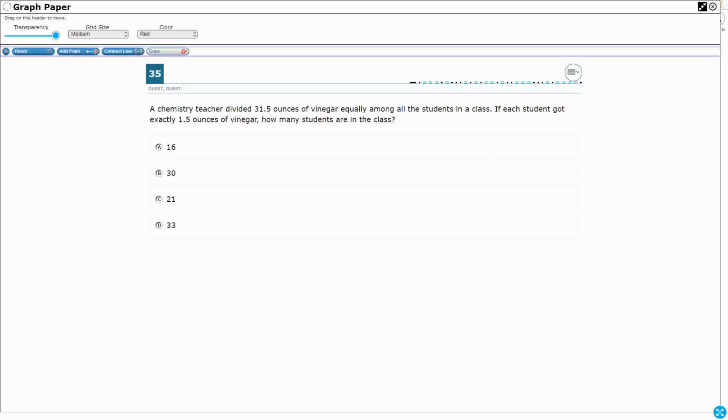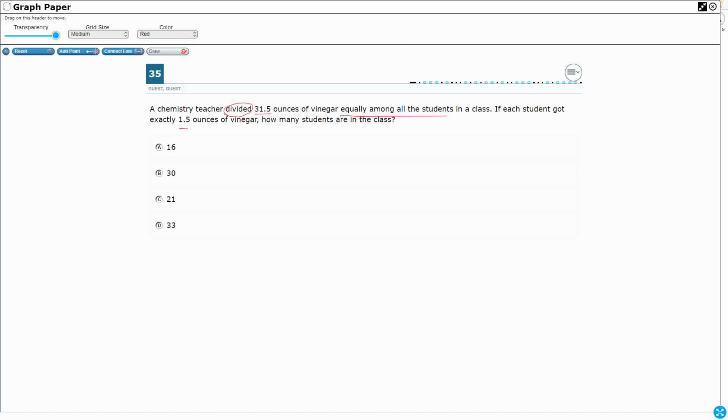All right, so we have a chemistry teacher dividing 31 and 5/10, or 31.5 ounces of vinegar equally among all the students. So if each student got this, how many students are in the class?